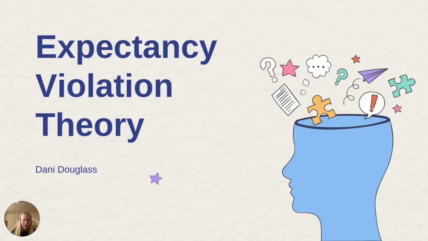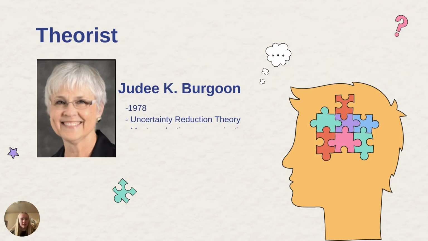I've got the violation expectancy theory. This theory was founded by theorist Judee K. Burgoon in 1978, and it sprouted from the uncertainty reduction theory. Judee was one of the most productive communications authors in the 20th century, so she was very credible and knew a lot about communications, so this theory was formed well around communications.